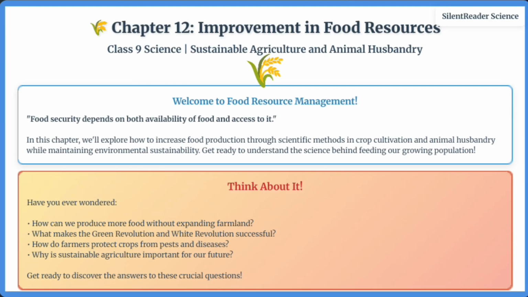Welcome to Chapter 12 of Class 9 Science, Improvement in Food Resources. In this important chapter, we'll explore how scientific methods can help increase food production to meet the needs of our growing population while protecting our environment. We'll learn about crop improvement techniques, efficient farming practices, animal husbandry, and sustainable approaches to agriculture. Get ready to understand the science behind feeding our world.